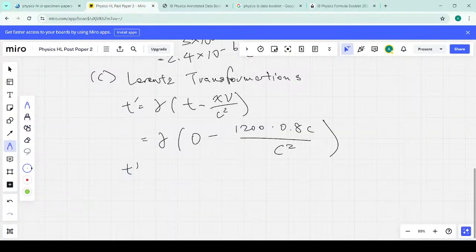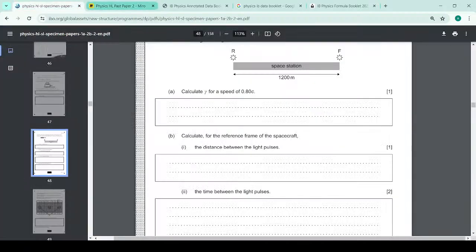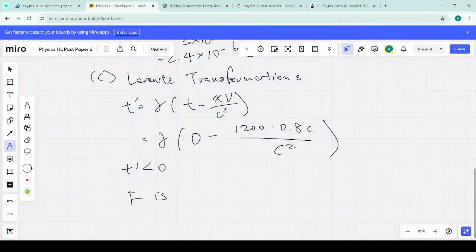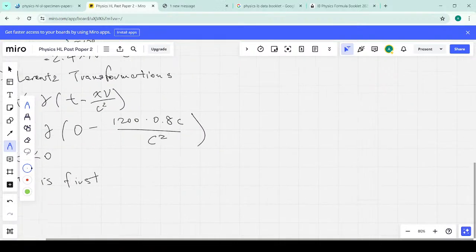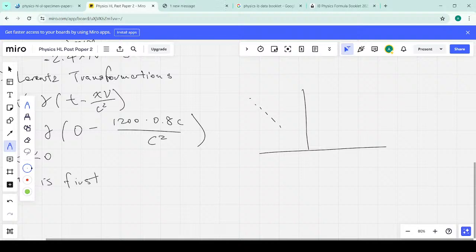But anyways, as I was saying, t prime is obviously negative, therefore the beam of light at F happened first. You can also do this with a space-time diagram, so I'll just draw that real quick. So, well, I guess it would be kind of hard, right? Because realistically, you need to do a transformation as well.